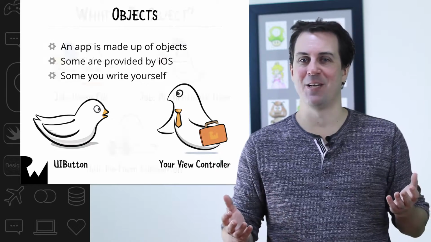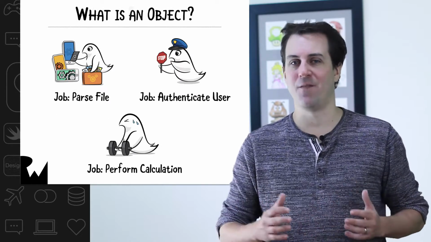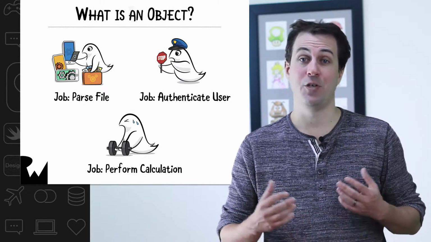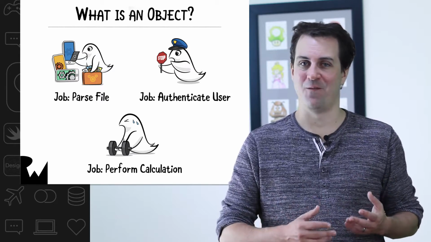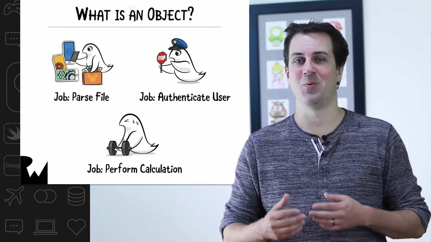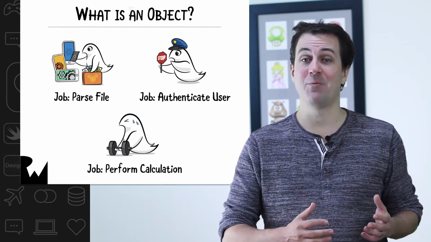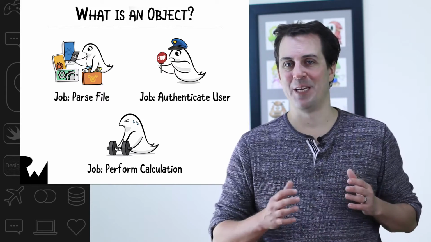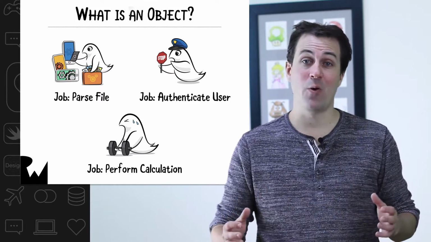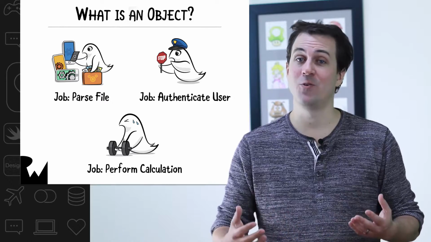But what is an object exactly? Programmers like to group related functionality into objects, which each have a particular job. For example, you might have one object whose job it is to parse a file, another object whose job it is to authenticate the user, and a final object that's responsible for performing a tricky calculation. Each object takes care of a particular part of the program. In a full-blown app, you'll work with tens or maybe even hundreds of objects.